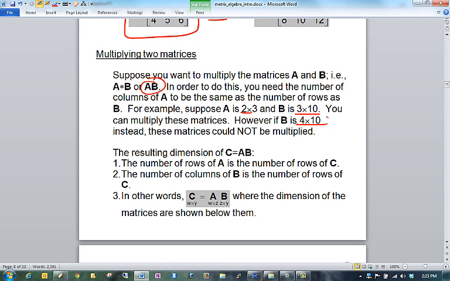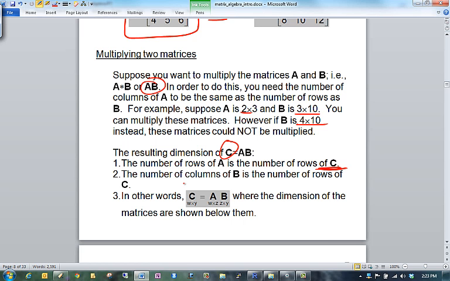So we know when we can multiply A times B, but what is the result? What does the resulting matrix look like in terms of size? Well, how about we call this resulting matrix C, just to be general. The number of rows of C is going to be the same as the number of rows of A. Also, the number of columns of C is going to be exactly the same as the number of columns of B.